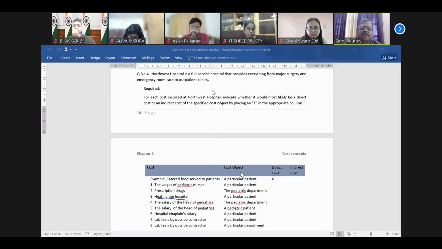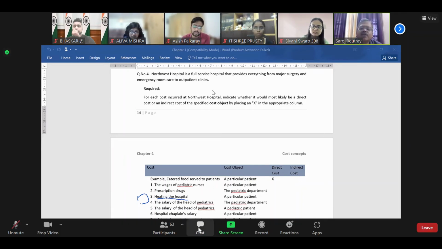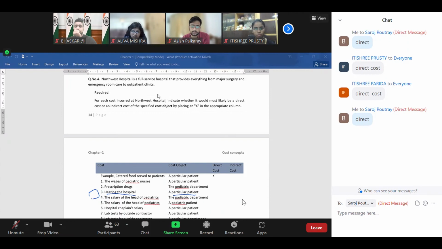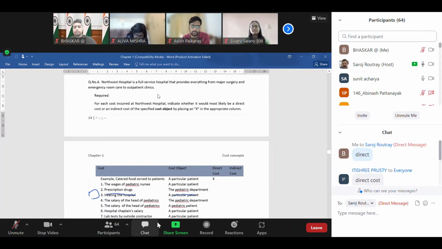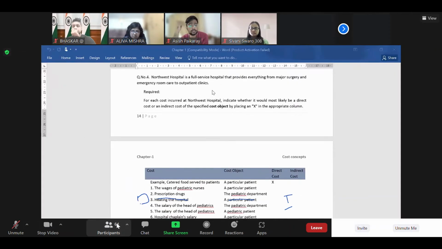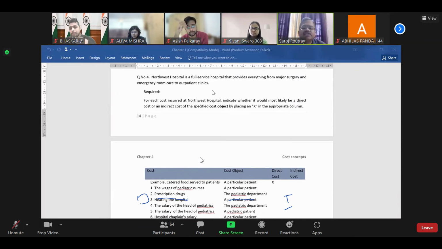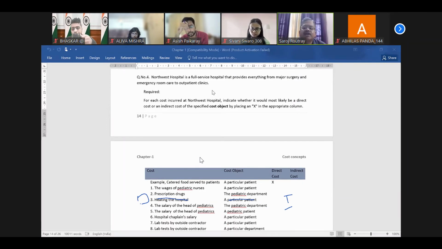Heating the hospital. I told you that in cold countries you need to heat the hospital. Can you identify the cost with a particular patient? No, sir, you can't identify it. So it's an indirect cost. It is just like the electricity consumed in LH1 or LH8. You can't identify it with the student. You can allocate it, so it's an indirect cost.